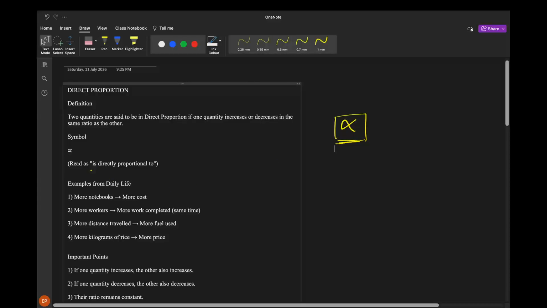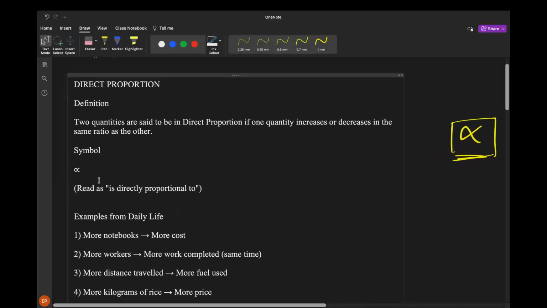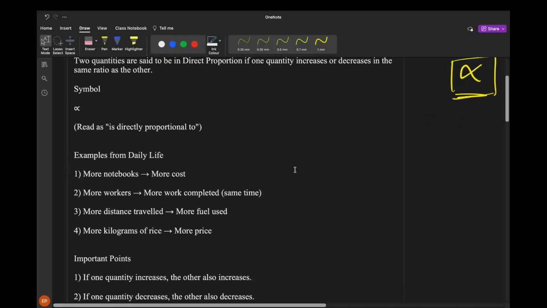Here you can see we will read it as "is directly proportional to", something like distance is directly proportional to speed, or distance is directly proportional to time, like that. Okay, examples from daily life. More books, more cost, right?